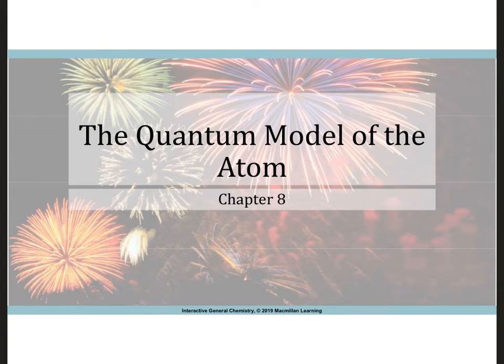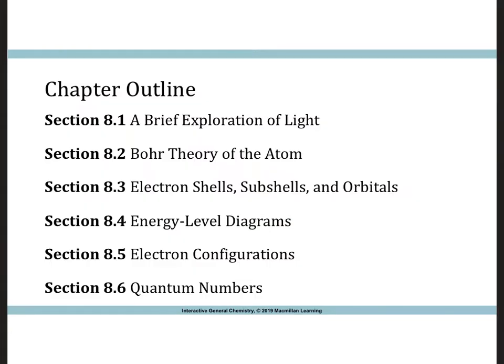In Chapter 8, we're going to discuss the quantum mechanical model of the atom. We'll do this by talking about light, since characterization of light gives us a lot of insight into how electrons are arranged in an atom. From there, we'll discuss the different theories of how the atomic particles are arranged.